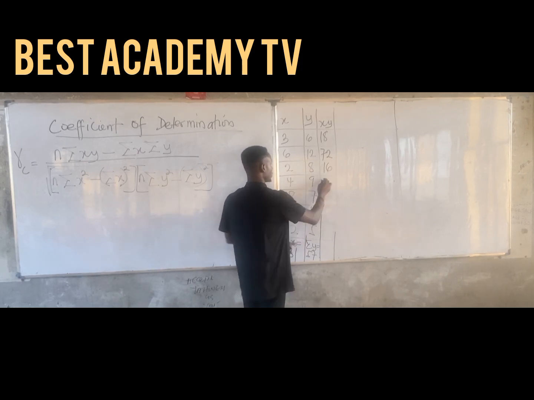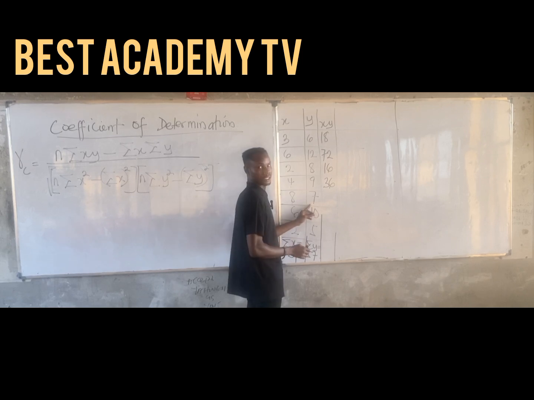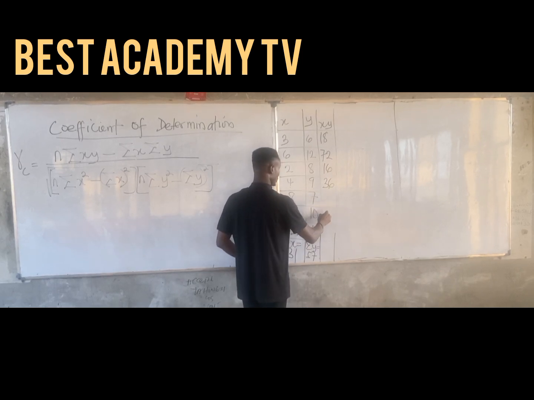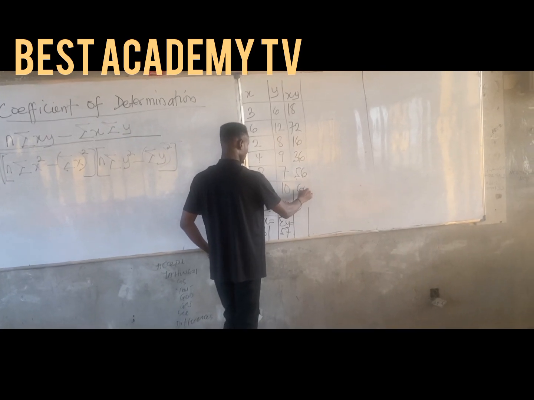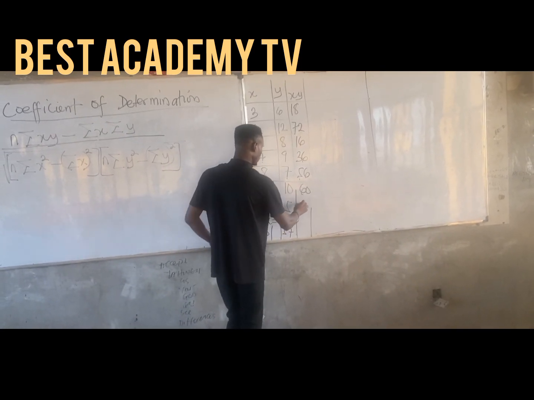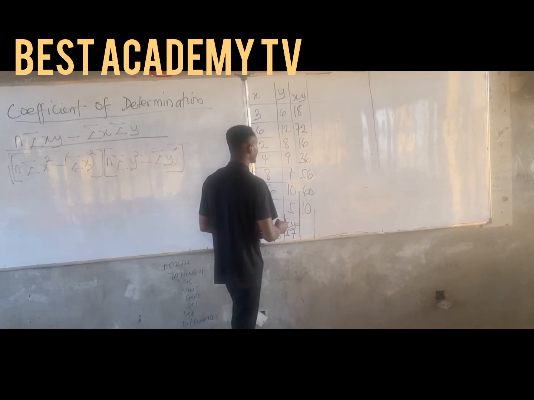4 times this is what? 36. That is 4 times 9. 8 times 7 is what, class? 6 times 10 is what? 60. 2 times 5 is what? 10. Please take note. Okay, now let's get the summation here.